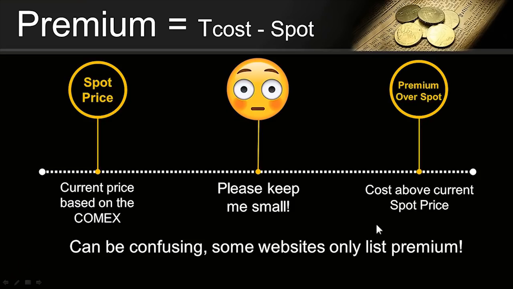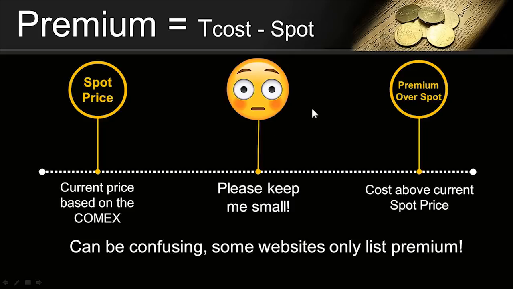So, the next thing you need to know is the premium. What's the premium? This is really important when you're buying online, especially. The premium is the total cost of the item minus the spot price. So you see here, the spot price is the current price based on the COMEX. The premium over spot is the cost above current spot price. And this here in the middle, you want to keep as small as possible because that's saving you money.